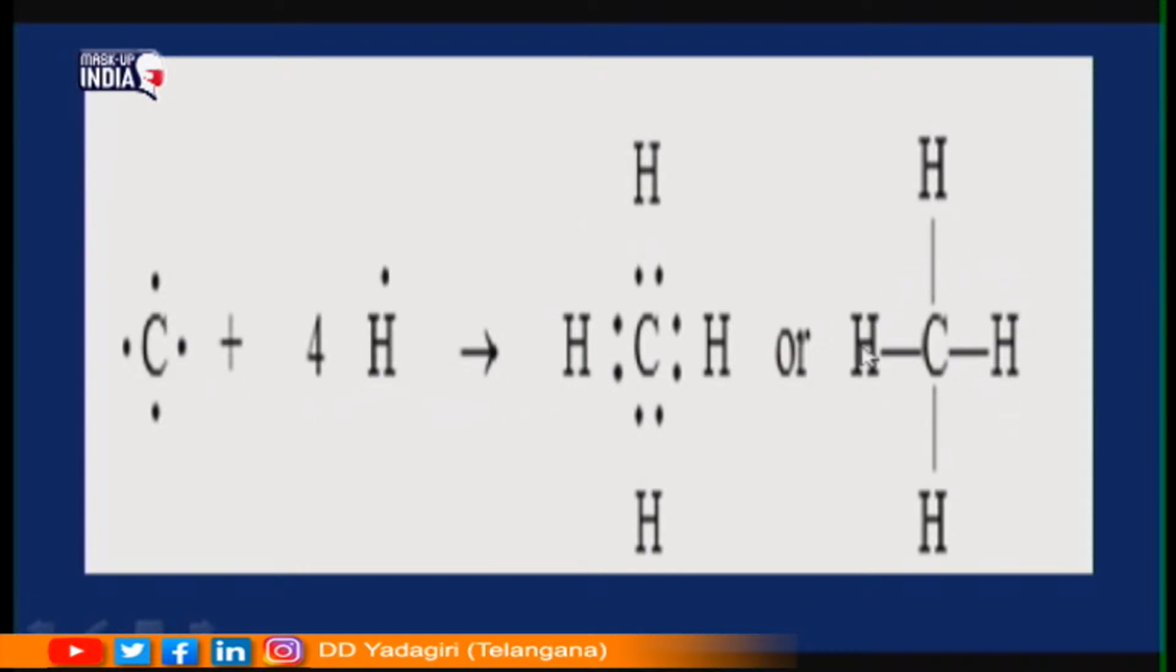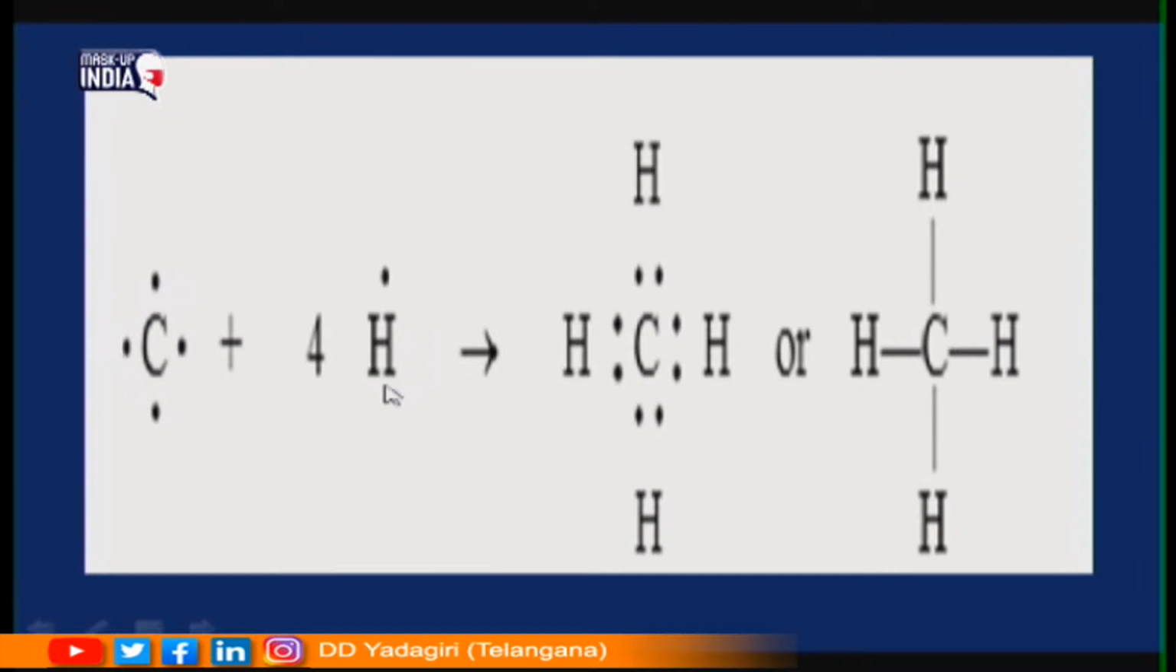Here this is the formula of methane, CH4. That means one carbon atom is combining with 4 hydrogen atoms. Now look at the atomic number of carbon, children, 6. That means the electronic configuration is 2, 4. 4 valence electrons are present in carbon, and it requires 4 more electrons.